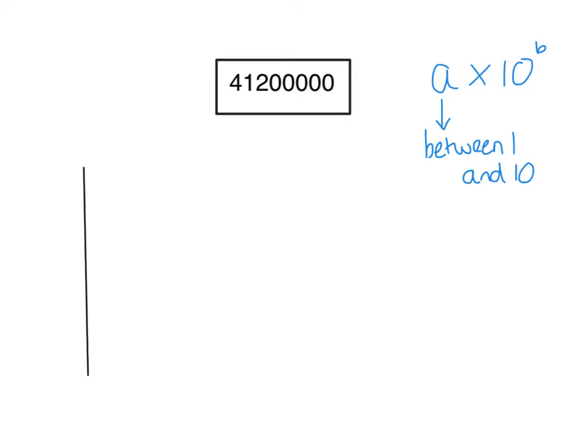It's a number, and this number is between 1 and 10, times 10 to the power of another number. So we need it in that form. The first thing I need to do is draw my place value table out. So I'm going to draw some lines to be able to use this.